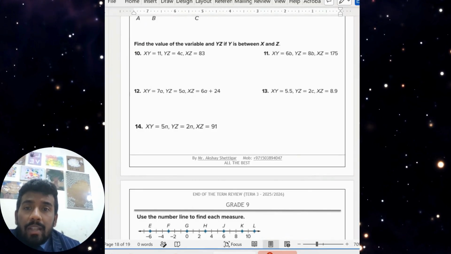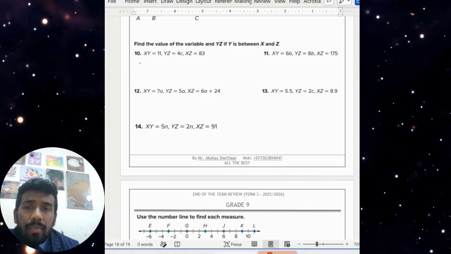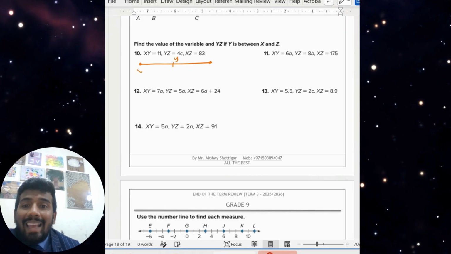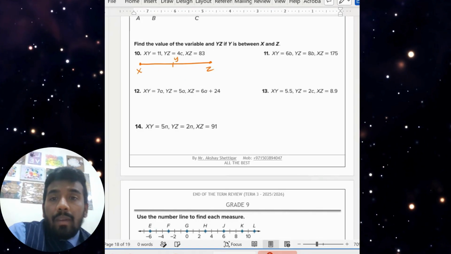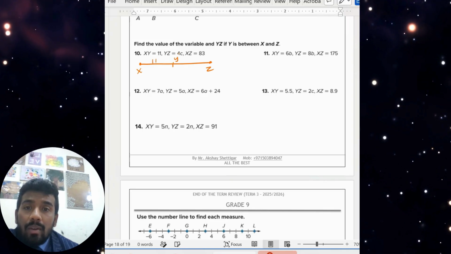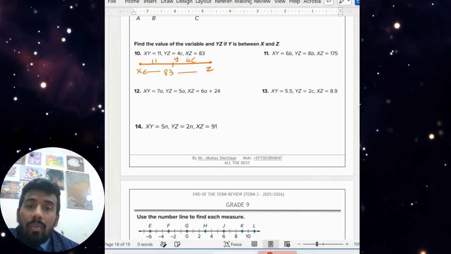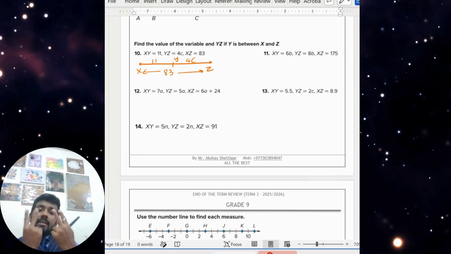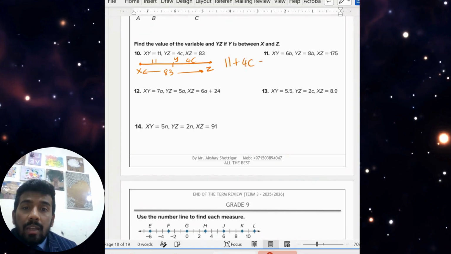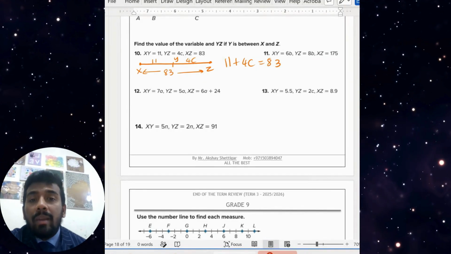Now let's go to the next one. Find the value of the variable and YZ if Y is between X and Z. I think we did this also, but still I'll do one question. Y is between X and Z. What's XY? 11. What's YZ? 4c. And what's the entire XZ? 83. Everybody knows what we do: add the two small terms and make it equal to the big term. So 11 plus 4c equals 83.